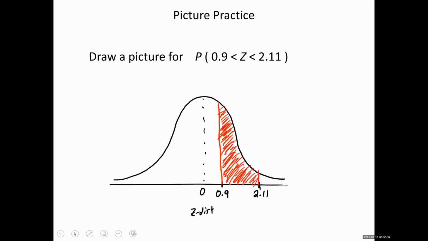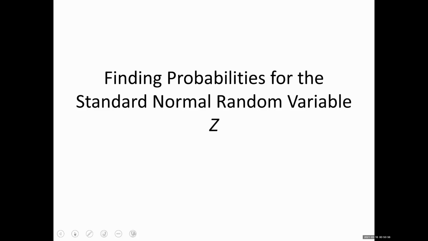All right, so now, how do you find probabilities involving the standard normal random variable Z? Or in other words, how do you find those areas that we've been drawing pictures for? I just had you draw the picture, but what is the area? How do you find it? Okay, so there's basically 3 types of problems. And you notice when we did notation practice and picture practice, we saw 3 kinds of problems. So there's gonna be 3 kinds of problems.